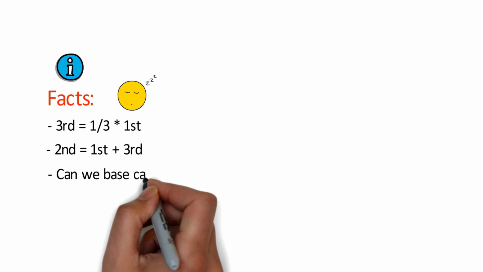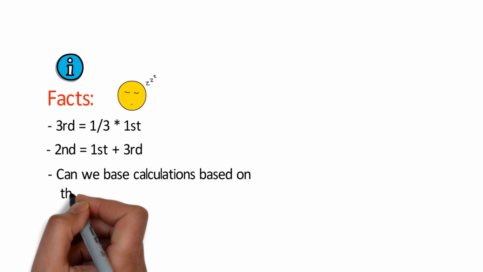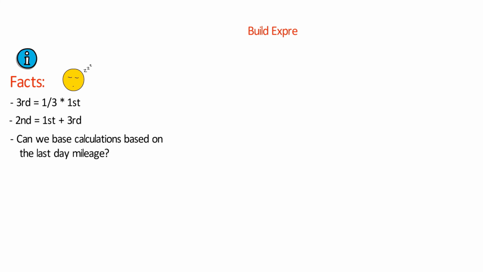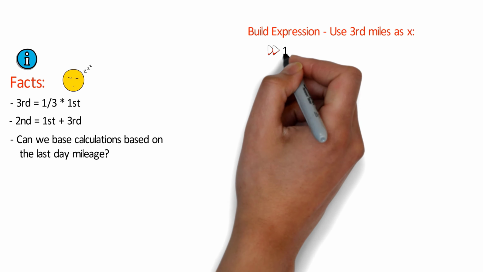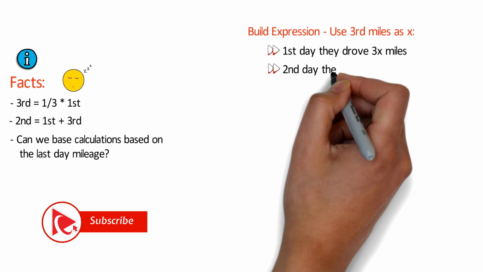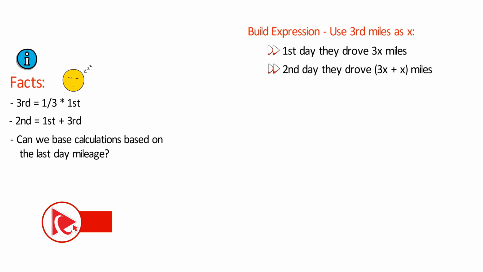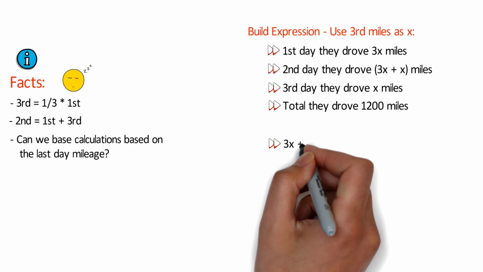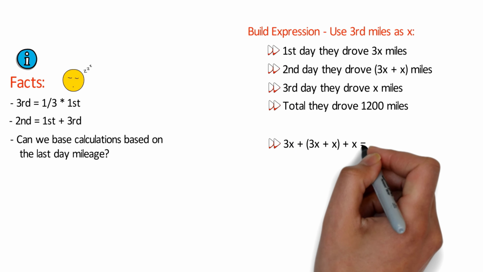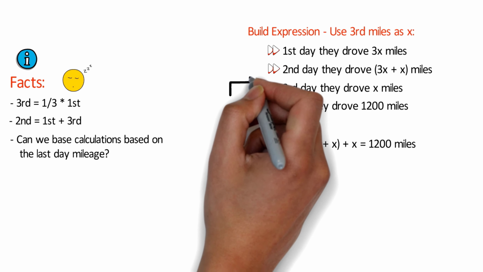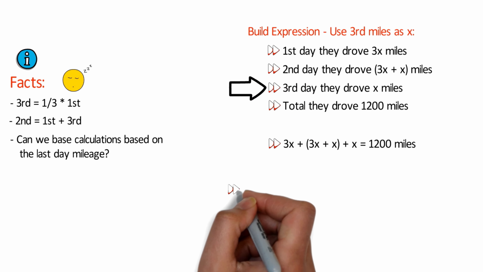So what's interesting here, can we base our calculations off of the last day mileage? What I mean by that is, can we use the third day miles as x in the expression we're trying to build? Based on this information, on the first day, they drove 3x miles. On the second day, they drove 3x plus x miles. In total, they drove 1,200 miles. So now we can build an expression: 3x, in parentheses 3x plus x, and then plus additional x equals 1,200 miles.